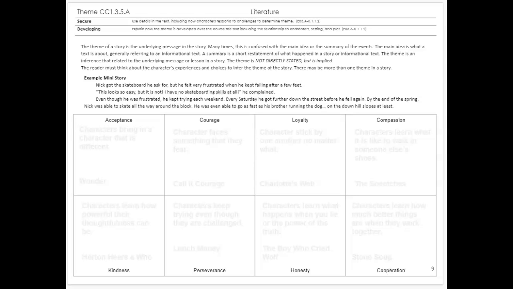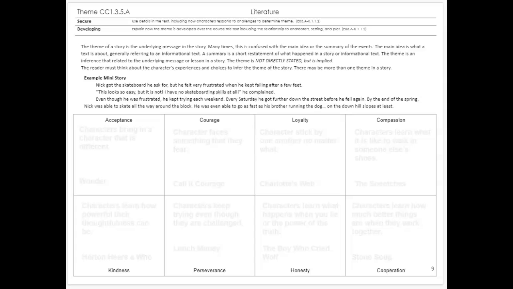Theme in literature. The secure skill is to use details in the text, including how characters respond to challenges, to determine the theme. And then we're developing the skill of explaining how the theme is developed over the course of the text, including relationships to characters, setting, and plot.